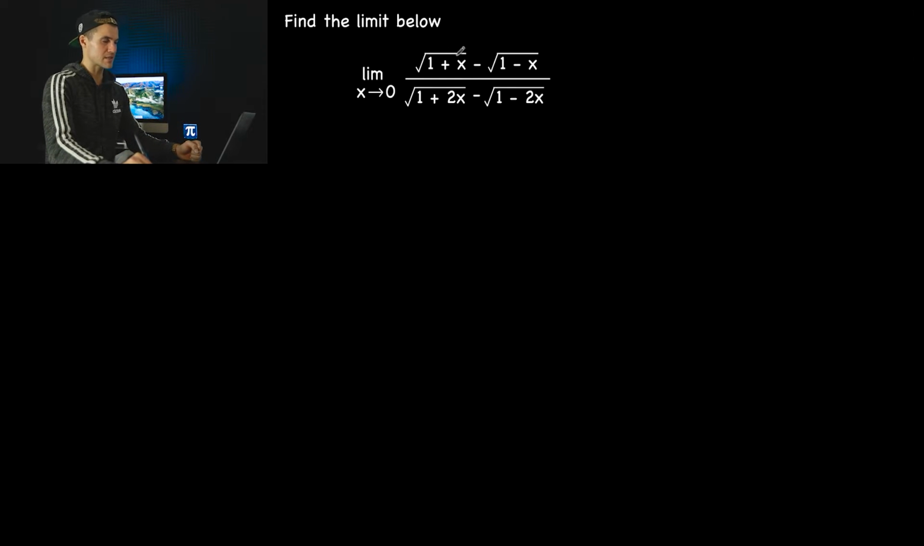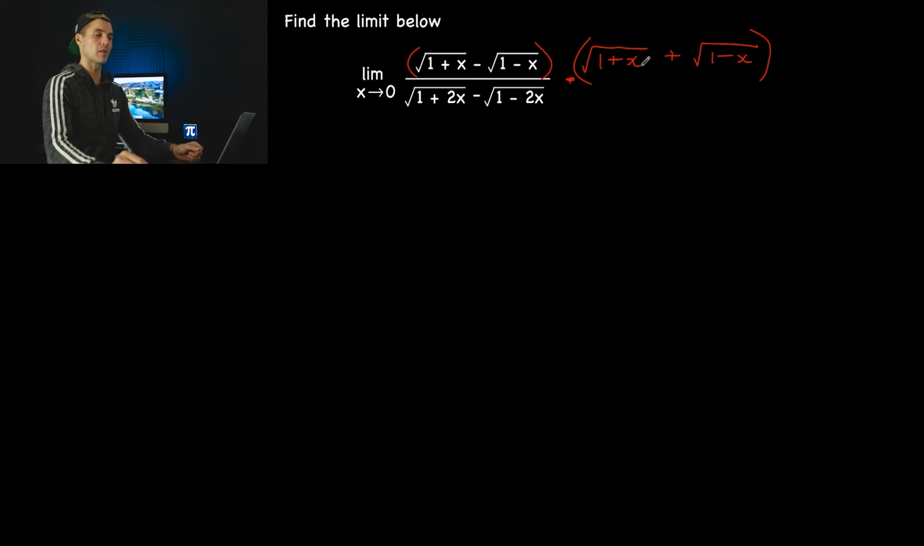I'll start with rationalizing the numerator first, right? So we're going to have to multiply this by its conjugate. Now, what's the conjugate going to be? Well, the expressions on the ends are going to stay the same. Only the sign in the middle is going to change to a positive, right? So the conjugate is going to be the root of 1 plus x plus the root of 1 minus x, like that.